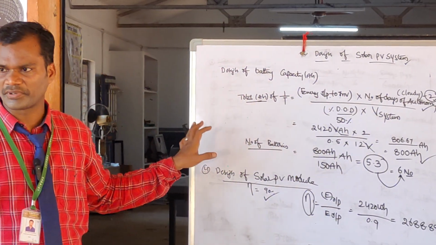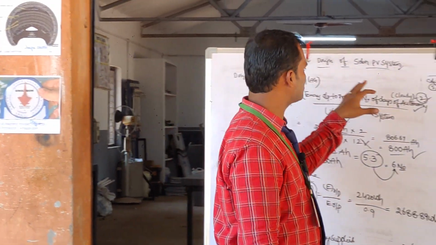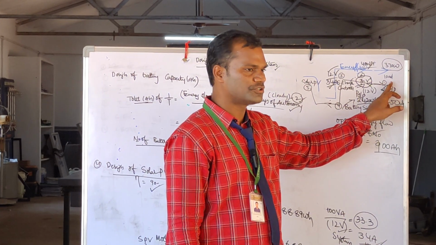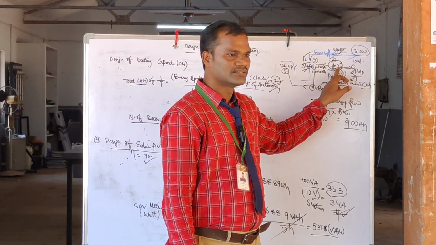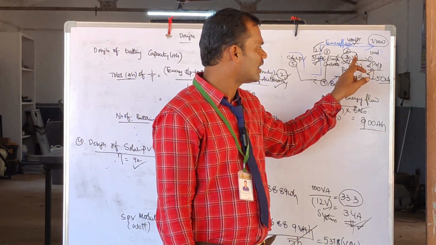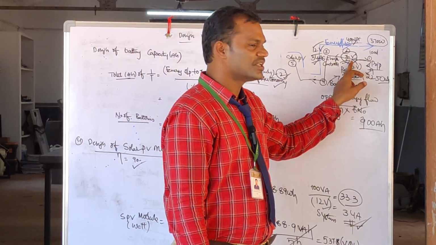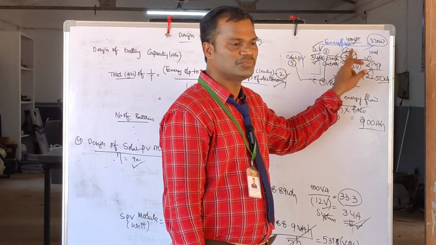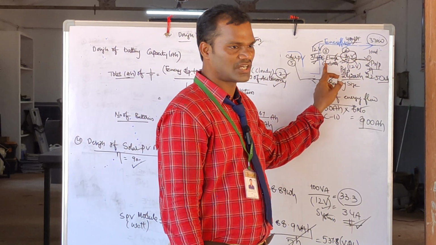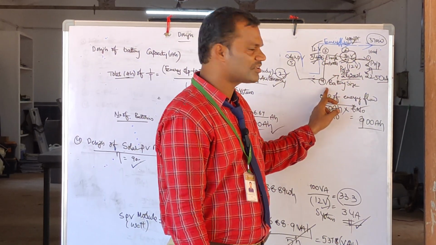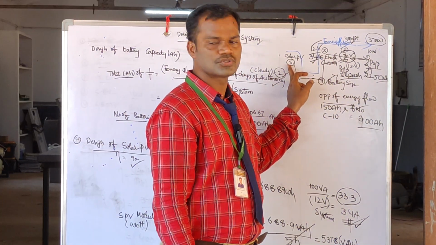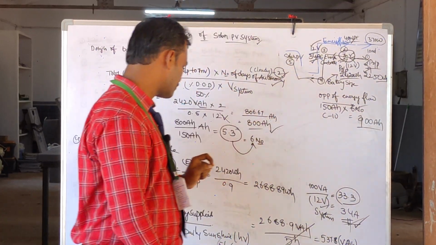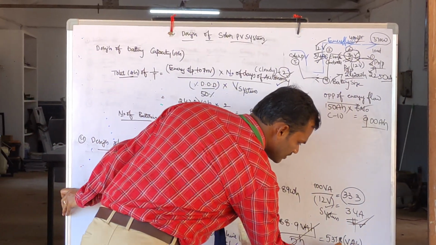So hope the things are very clear. What is the way of designing a solar PV system? First we should know what kind of load we have. From the load we have to calculate the rating of the inverter. The output of the load is supplied by the inverter. So what is the input to the inverter? That is given by the charge controller. The input to the inverter is given by the battery output. Okay, battery input is given by solar input. So to supply this, how many solar panels do you require?